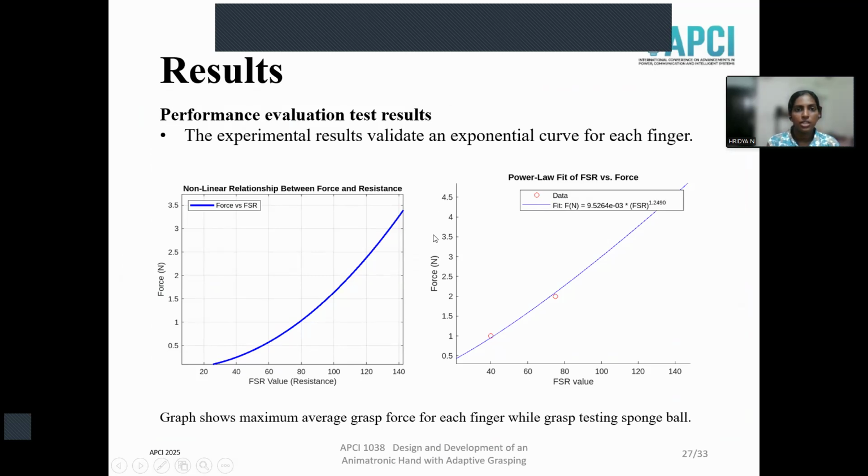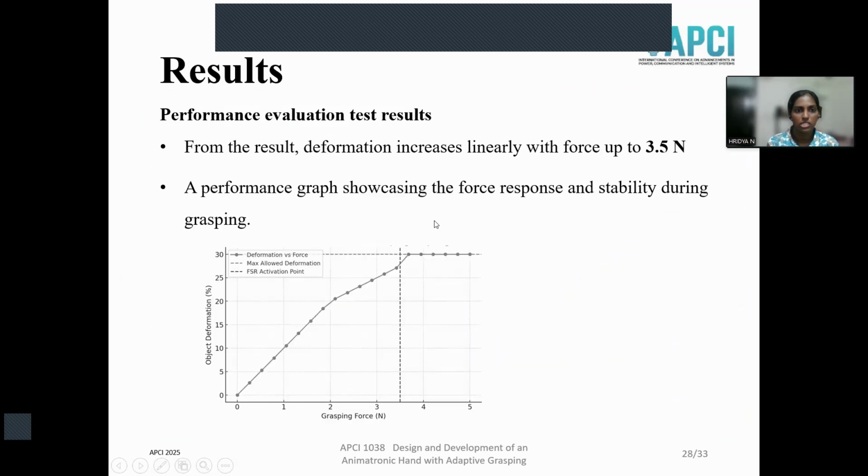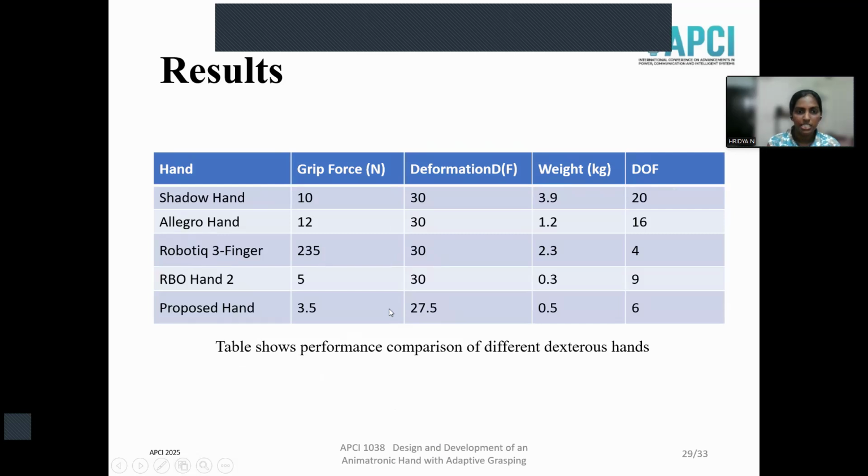The graph shows the exponential curve for each finger, that is, the nonlinear relationship between the force and the resistance, where resistance increases when force decreases. So this graph is the performance graph showcasing the force. That is, the RBO hand is more similar to the proposed hand.